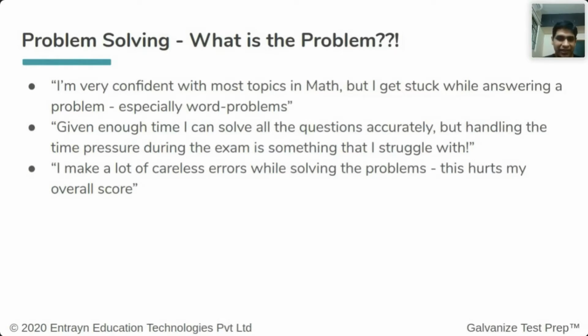But in the context of the exam, where there is this timer that is ticking, that pressure is something I cannot handle, and I'm not able to get the question accurately in a short span of time. There are also a lot of people who say, I make a lot of careless errors. So I do stuff like 2 into 3 is equal to 5 kind of mistakes, and this hurts my overall score. This is usually the biggest problem, where you actually know how to solve the problem and you make just one careless slip somewhere, and that ends up costing you the entire question.